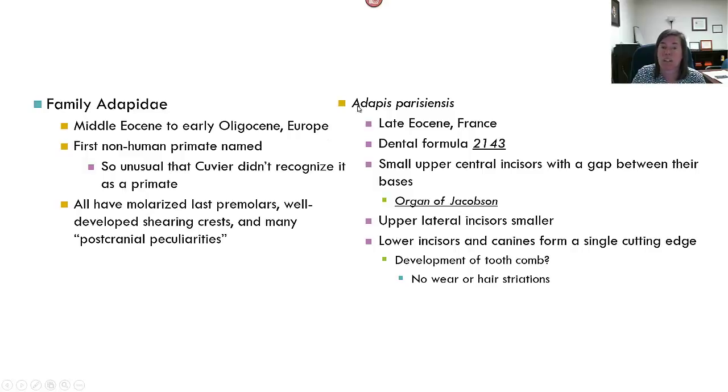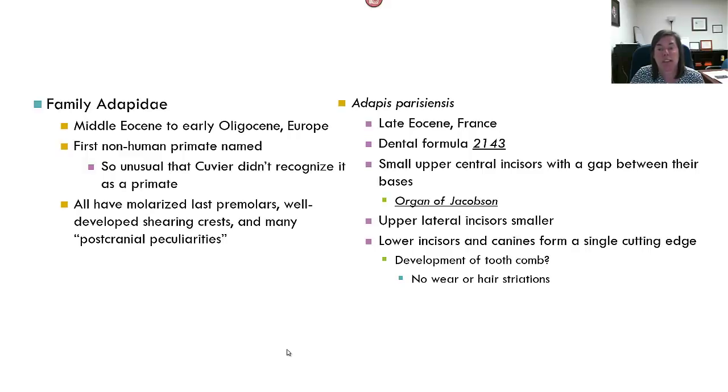One of the best-known species is Adapis parisiensis. It's from the late Eocene of France. It has a 2143 dental formula. It has small upper central incisors with a gap between their bases. This is probably for the organ of Jacobson, which is very important for sense of smell, for olfaction. Their upper lateral incisors are very, very small.